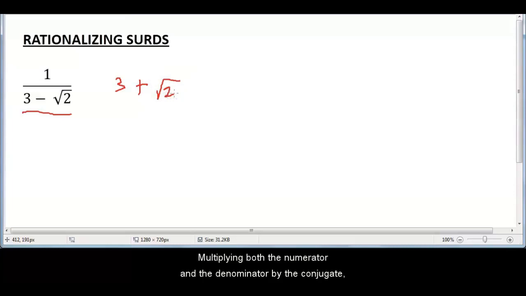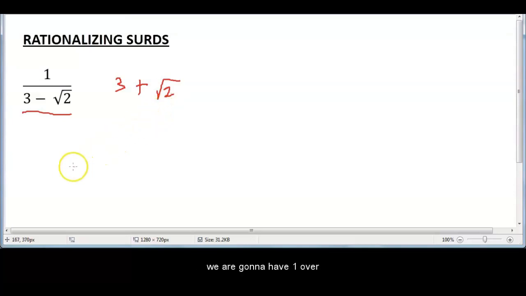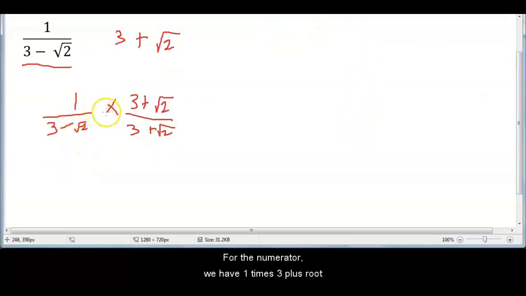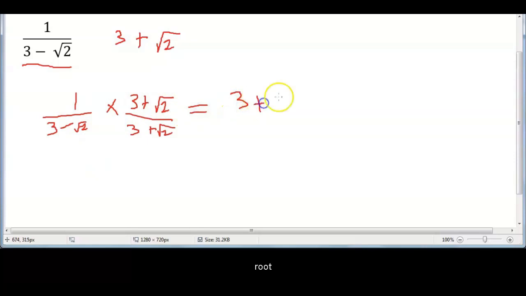So multiplying both the numerator and the denominator by the conjugate, we're going to have 1 over 3 minus root 2 times 3 plus root 2, all over 3 plus root 2. Let's take it one step at a time. For the numerator, we have 1 times 3 plus root 2, which is the same thing as 3 plus root 2. Any number multiplied by 1 gives back that number.